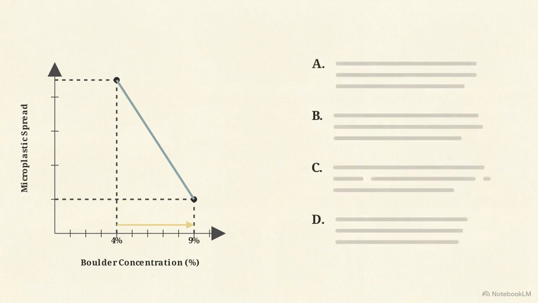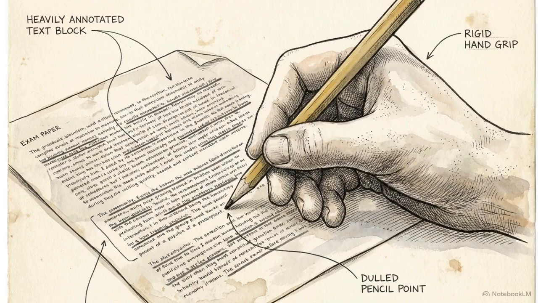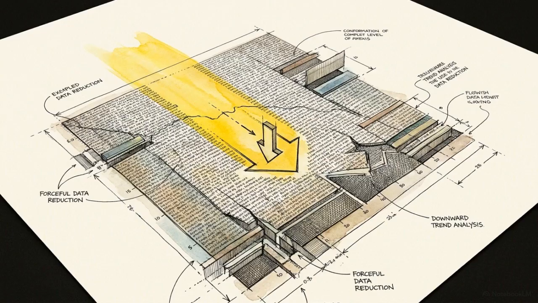Students who solved this quickly didn't read the dense paragraphs. They bypassed the reading comprehension entirely, scanning the answers exclusively for the words decreased spread to match that downward slope. When faced with quantitative charts, reading every word of a lengthy answer choice consumes your remaining time. You must isolate the primary trend line first, then filter the text for matching directional language.